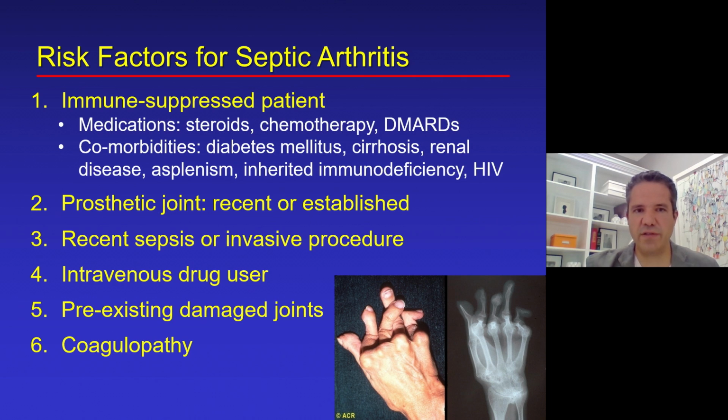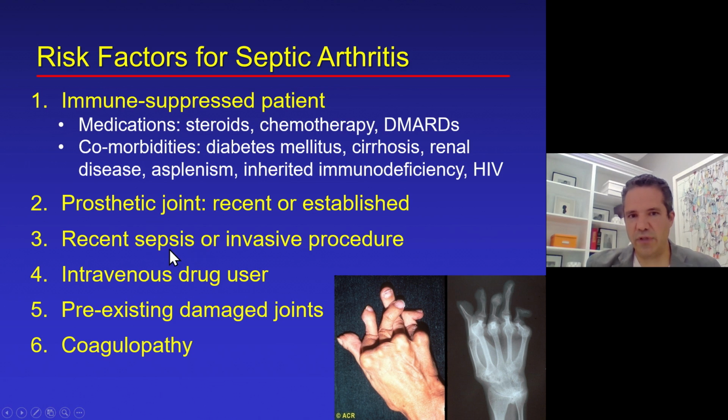As far as risk factors for septic arthritis, patients who are on immunosuppression, including our disease-modifying anti-rheumatic drugs for rheumatic disease. Certain comorbidities are famously associated with immunosuppressed states, which I've listed here. Prosthetic joints you worry about, especially since it's less likely to have crystal arthritis in a prosthetic joint. It's not impossible, but it's less likely.